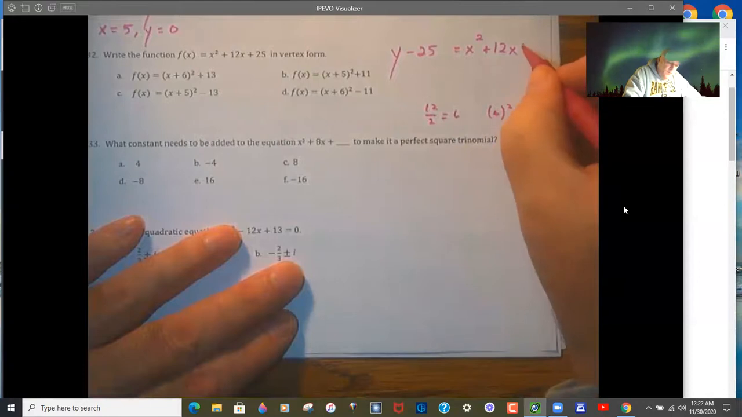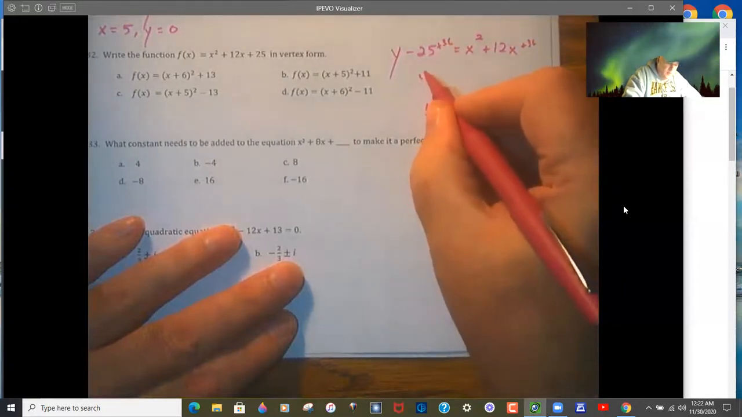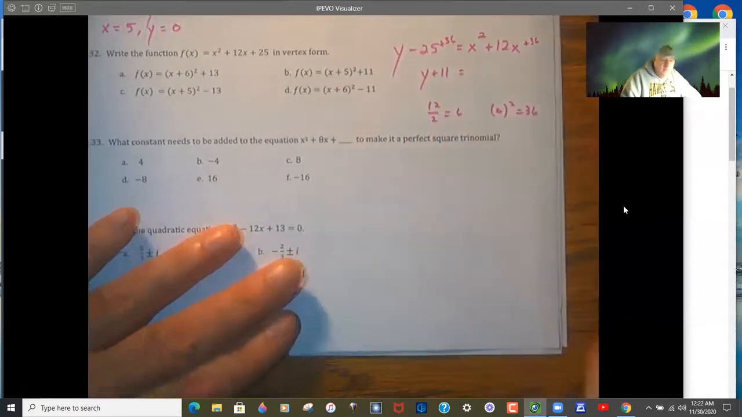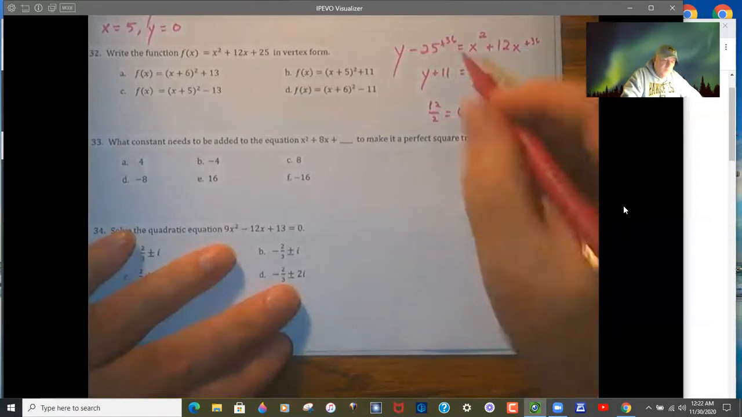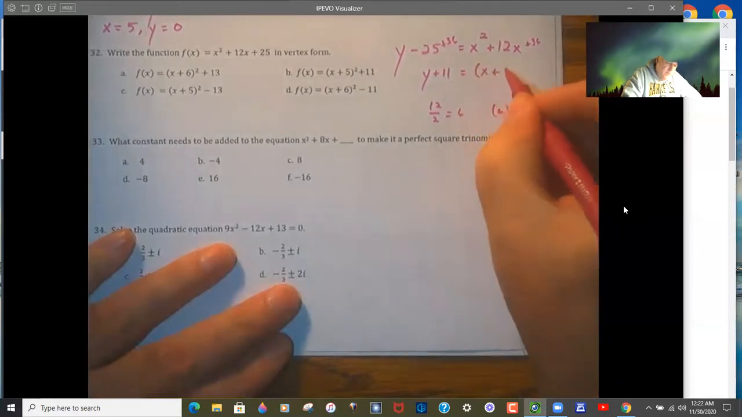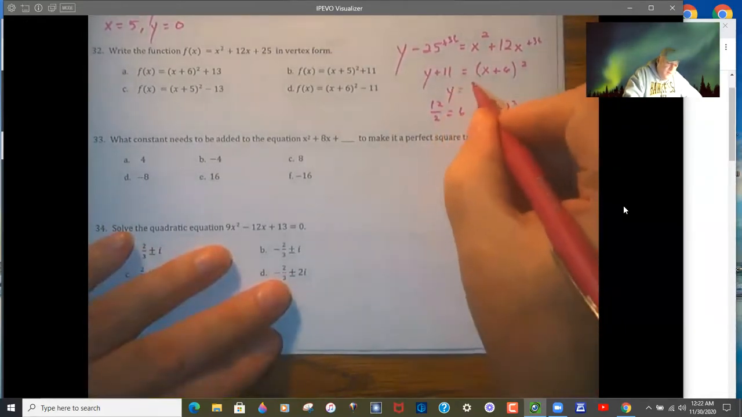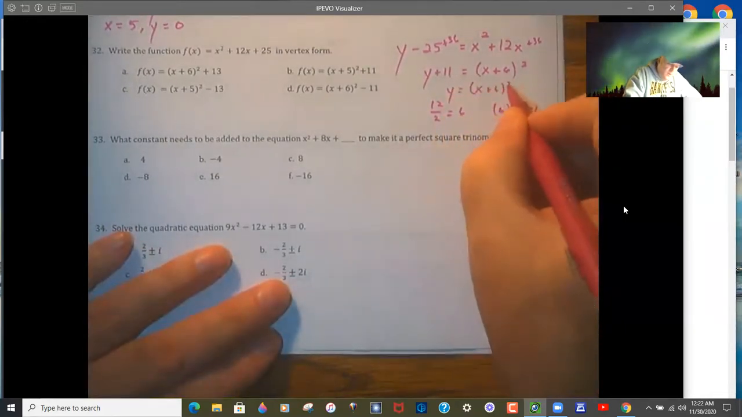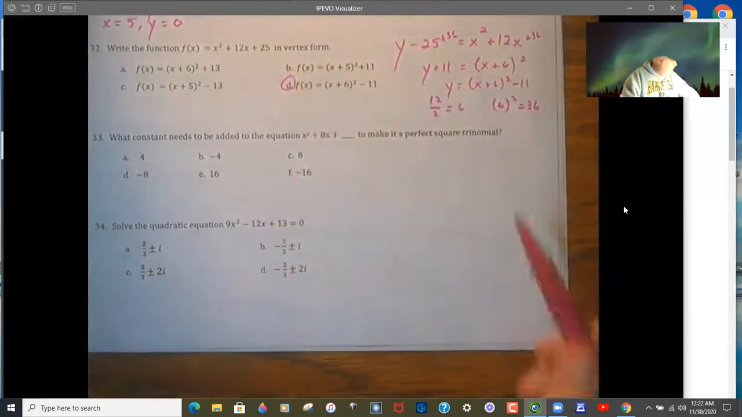So 36 is the number that we're going to add to both sides, and I think I made that orange when I had you in class, when I highlighted all these, and I think I made the 6 the yellow. So the 6 is what we drag and drop and put inside the parentheses like that. And then you just solve for y. So x plus 6 squared minus 11. And that would be D.